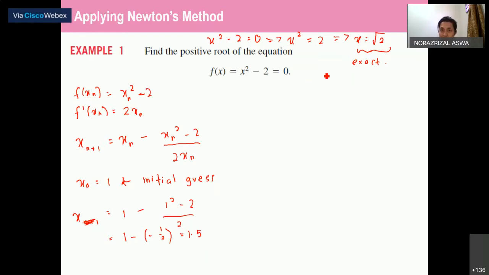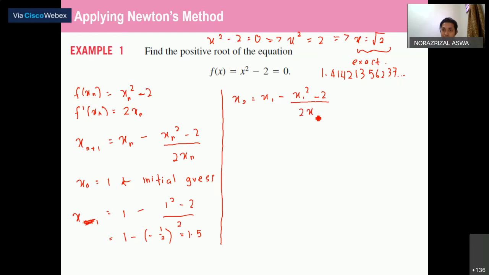So let me write our exact solution: 1.414213 6237 and so on. Now the iteration for me: x_2 equal to x_1 minus (x_1 squared minus 2) over 2x_1. What will be the value?